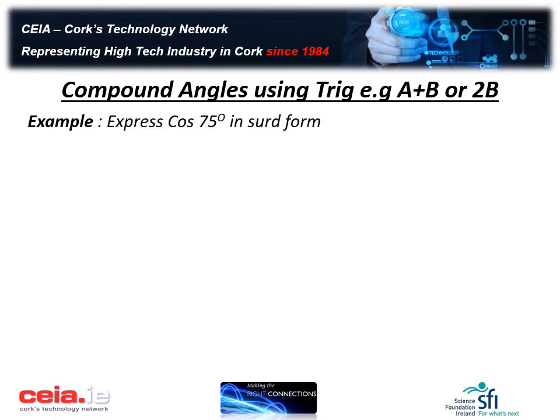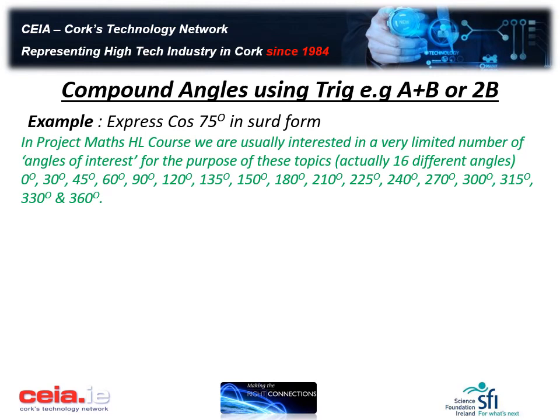Okay, and the example I picked is this one. Express cosine 75 degrees in surd form. Now you'll remember that surd form is an expression using square roots or cube roots or something like that. Okay, so unlike the last 2 examples I did, this question is not instantly recognizable as a trig equation problem for compound angles, and your suspicion should initially be aroused by the fact that we are asked to find cosine of 75 degrees.